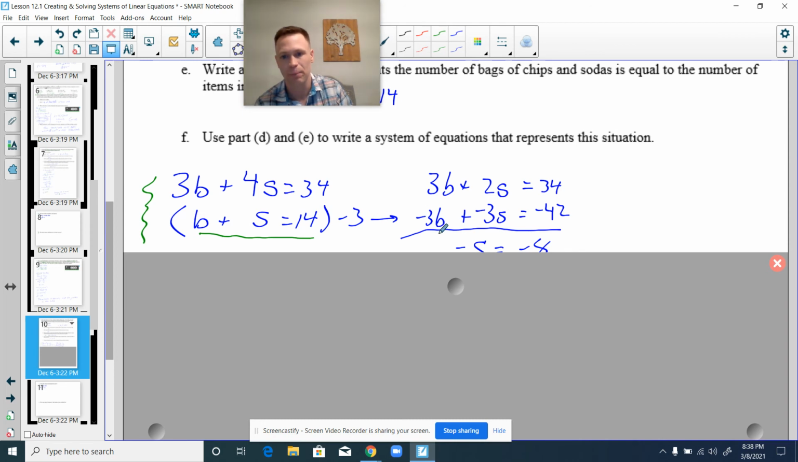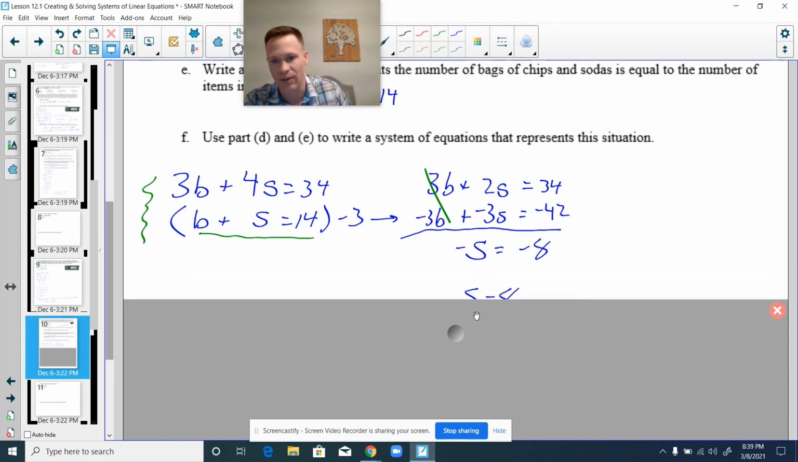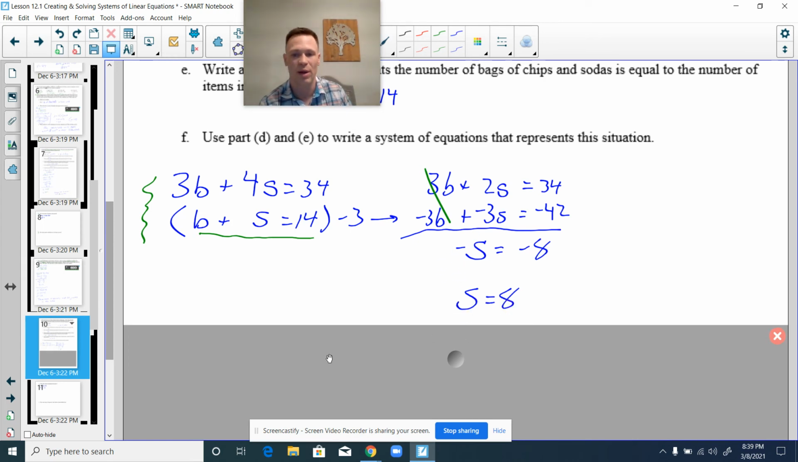You can see me doing that here. So I get -3B plus -3S is equal to -42. So when I add vertically now, I get the B's to cancel out. And I'm left with -S equals -8. And remember, I can't have a variable solved and be negative. I have to divide both sides by -1. That'll give me S is equal to a positive 8. So that means the number of sodas that she purchased was 8.